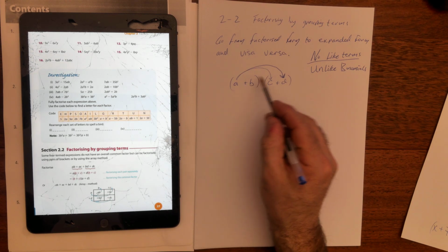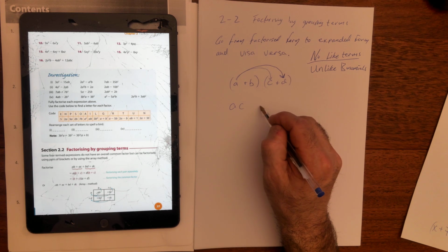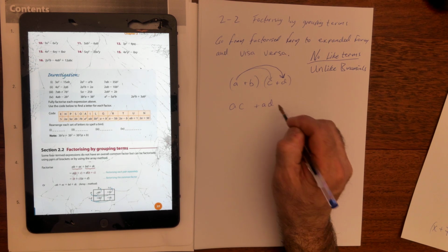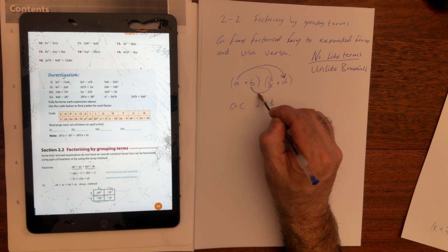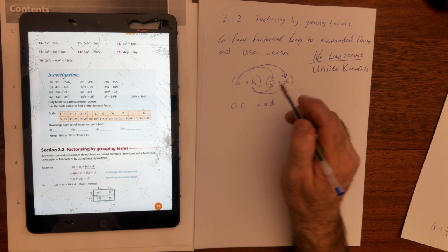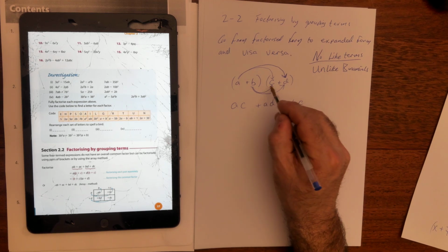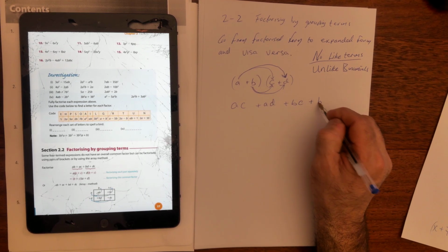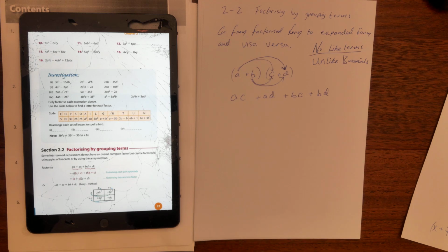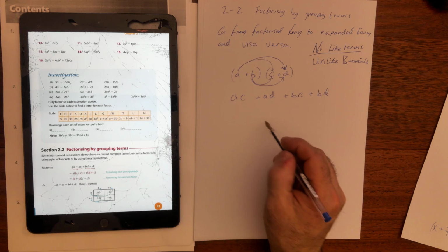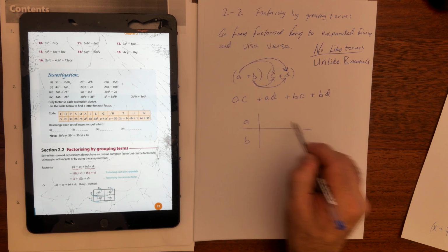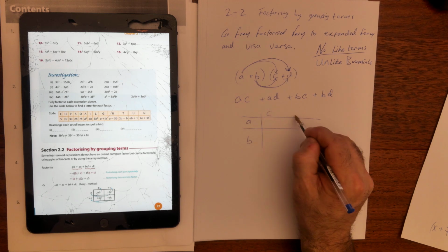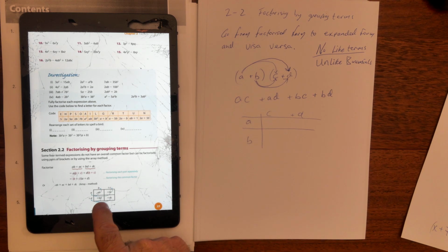Okay, so we'll multiply the A in and get AC plus AD, and we'll multiply the B in. Let's use under arcs to visualize what we're doing here. Okay, so multiply the B into C, BC plus BD. Okay, and I just want to remind ourselves that we could also do this using the two-way table, because that's what they're about to do here.